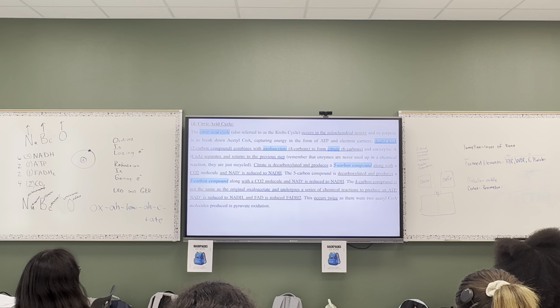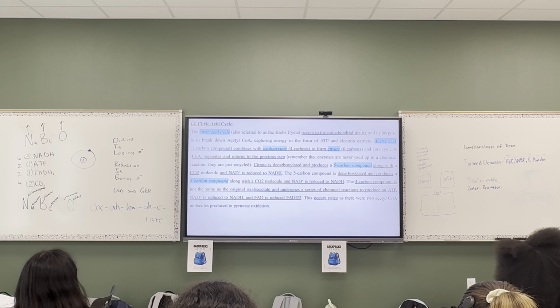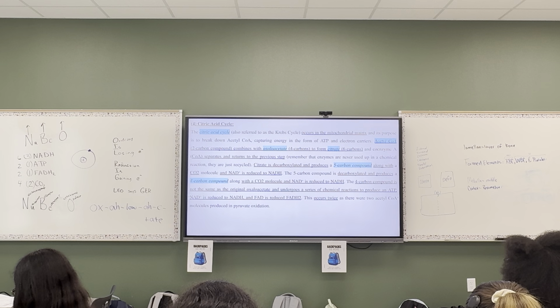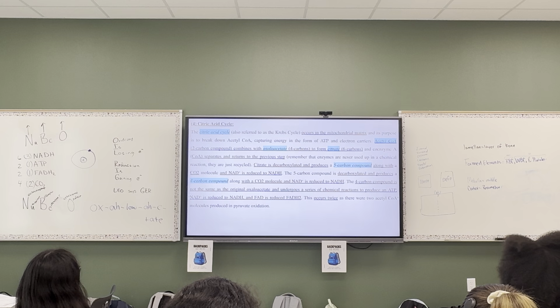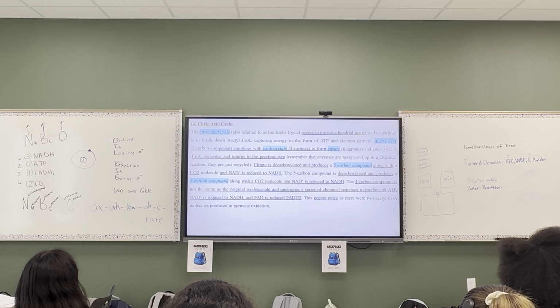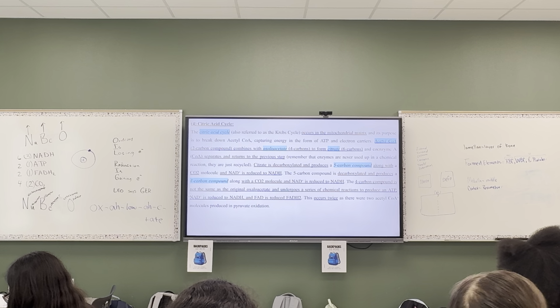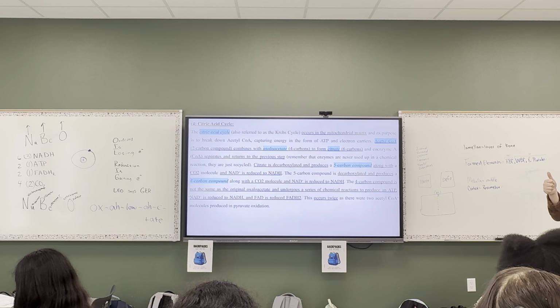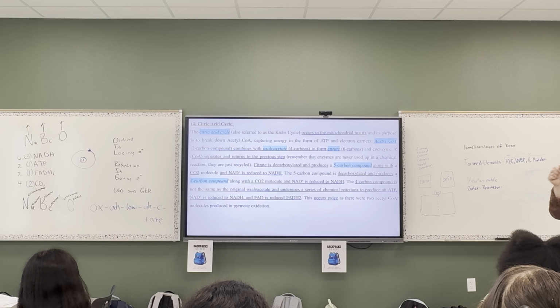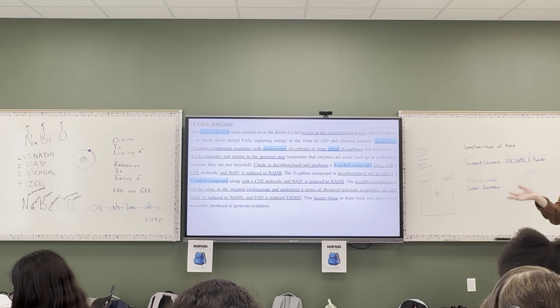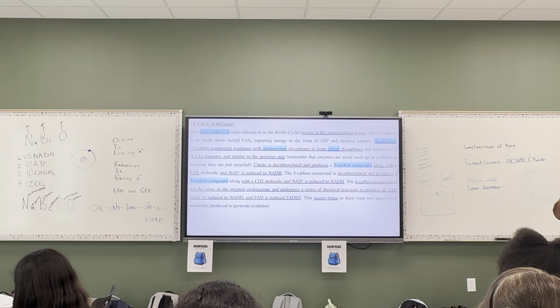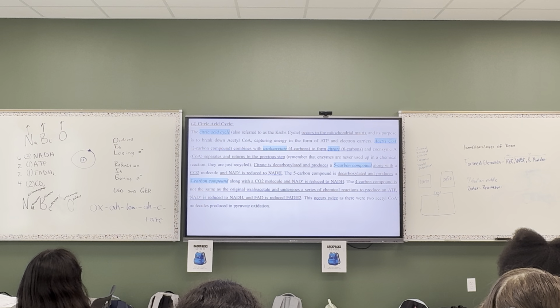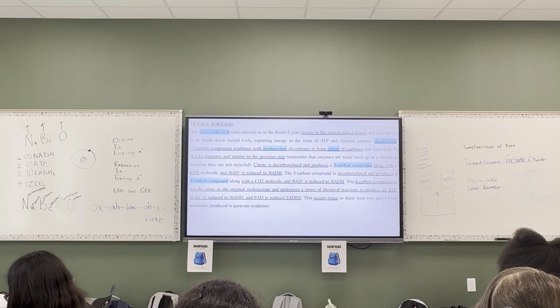So go ahead and continue. The 5-carbon compound is decarboxylated and produces a 4-carbon compound along with a CO2 molecule, and the NAD plus is reduced to NADH. So same thing, 5 carbons, but we decarboxylate it, we remove 1, it's lost as CO2, and since we broke something, the energy is released and stored in the form of NADH. Okay. Go ahead and continue for me, Christian.